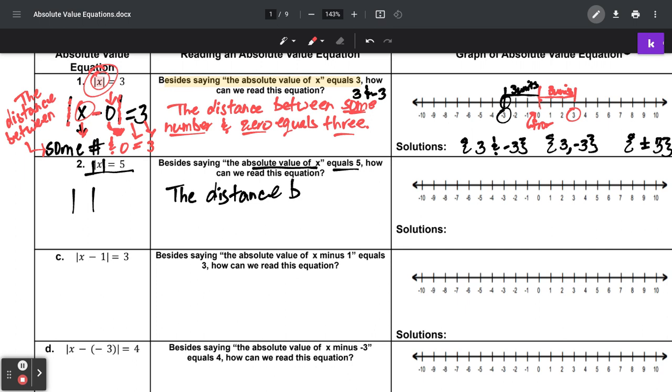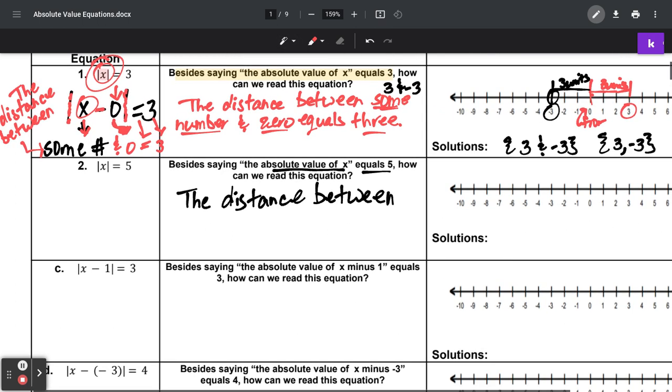The distance between, and then we'll go with what we see on the inside. Well, what's on the inside of the absolute value bars? It's x. But we don't say the distance between x, because x is an unknown, and we use that unknown to represent some number. So we're going to say the distance between some number instead of the distance between x.